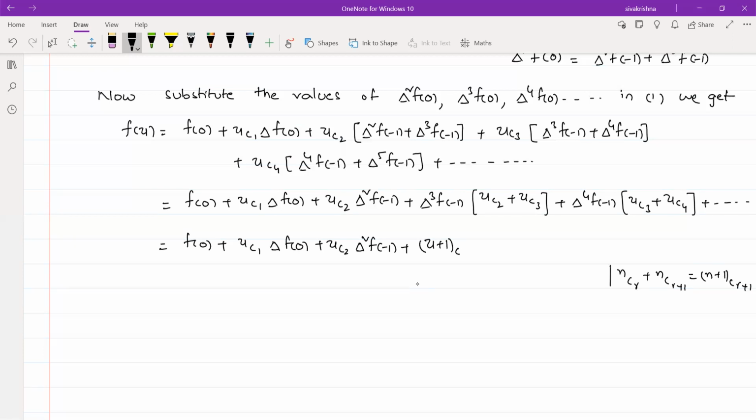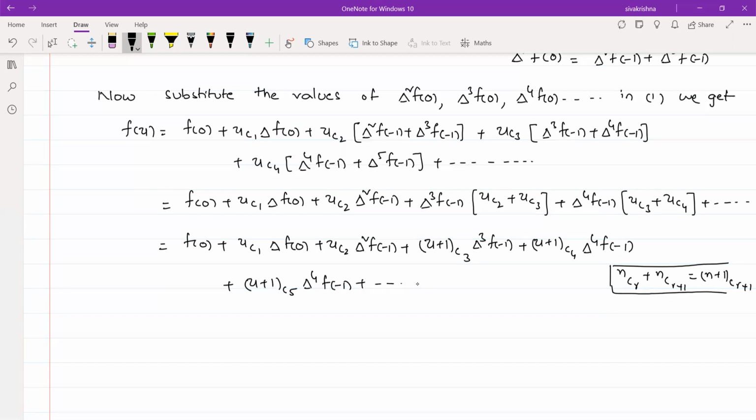So by using this formula we can write uc2 plus uc3 as u plus 1 c3 into delta cube f of minus 1. Similarly, uc3 plus uc4 can be written as u plus 1 c4 into delta power 4 f of minus 1. If you want to write the next term, then we get uc4 plus uc5, meaning u plus 1 c5 into delta power 4 f of minus 1. Okay, plus and so on.